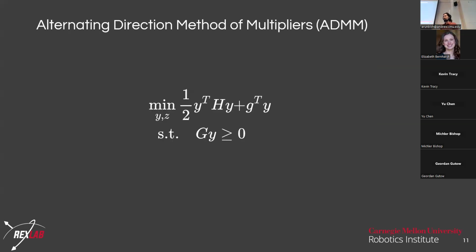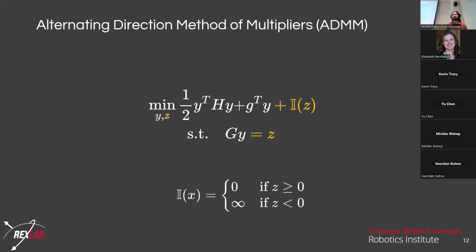And to do that, I'm going to talk about the alternating direction method of multipliers, which is a method used by the operator splitting QP, or OSQP, solver, which is very common in robotics and is known to be pretty robust. And so the way ADMM works is you first start by introducing a splitting variable in your problem. And that splitting variable is now going to be equal to the constraints, the GY term. And so now you have an equality constrained problem.